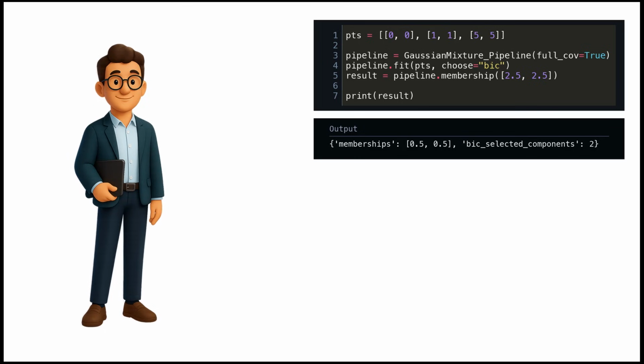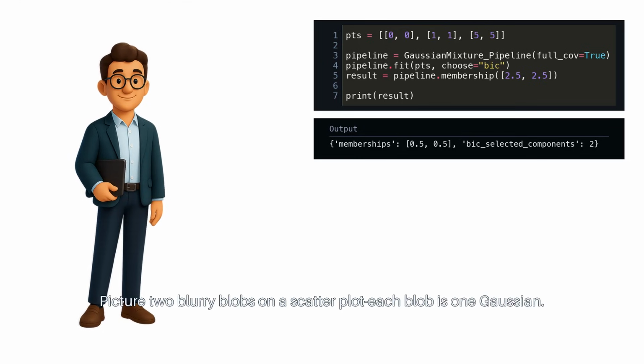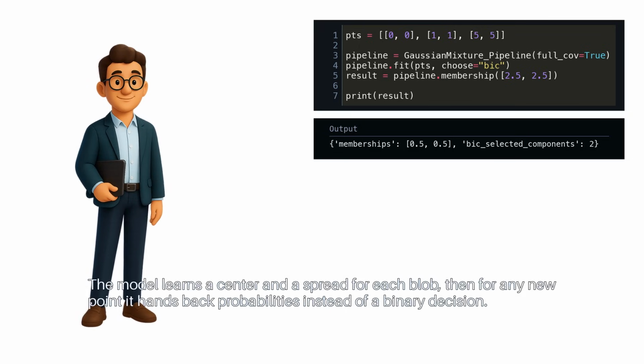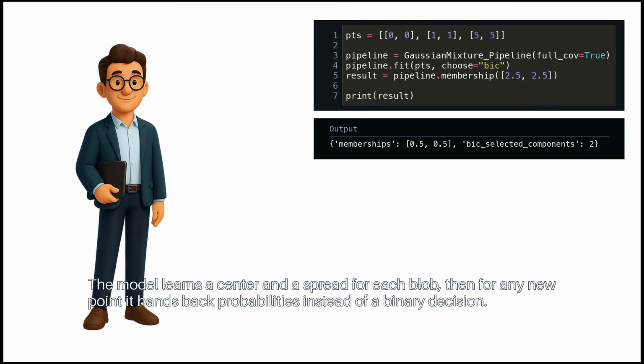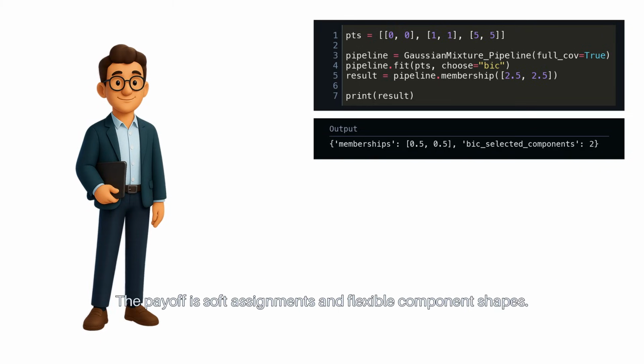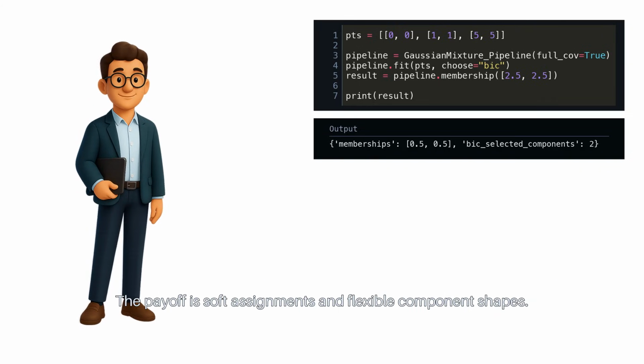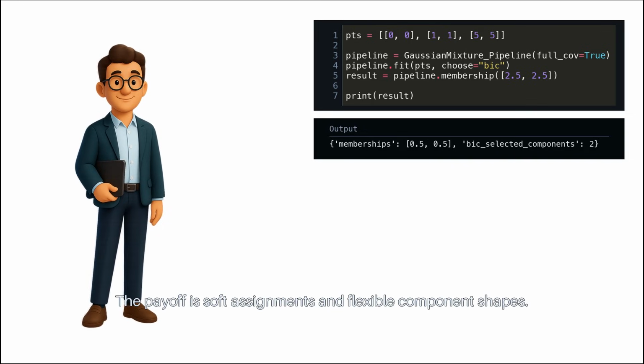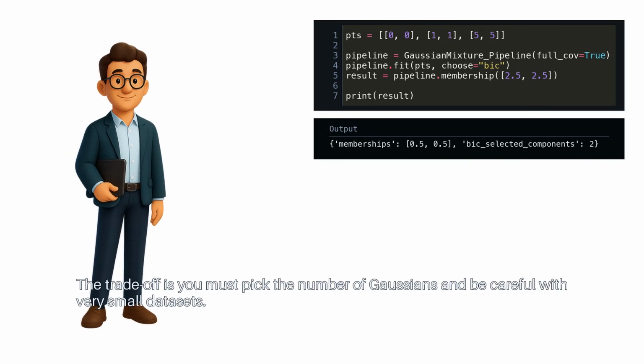Think visually. Picture two blurry blobs on a scatterplot. Each blob is one Gaussian. The model learns a center and a spread for each blob. Then for any new point, it hands back probabilities instead of a binary decision. The payoff is soft assignments and flexible component shapes. The trade-off is you must pick the number of Gaussians and be careful with very small datasets.